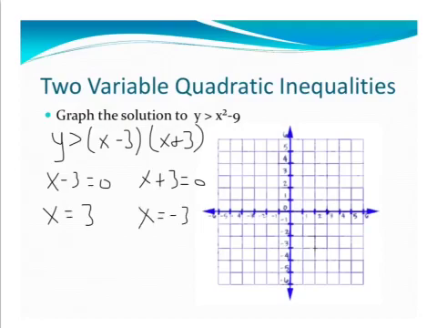So my 2 points are right here and here. And I know my vertex is going to be somewhere in between, which would be 0 for my x. So if I plug 0 in for x, I get 0 minus 9. So I have negative 9, which we'll say is somewhere down here. I know it's not quite accurate, but it'll do for what we're doing here. And now I can connect the 3 points. And I know once again that I'm going to have a dashed line because it's strictly greater than.